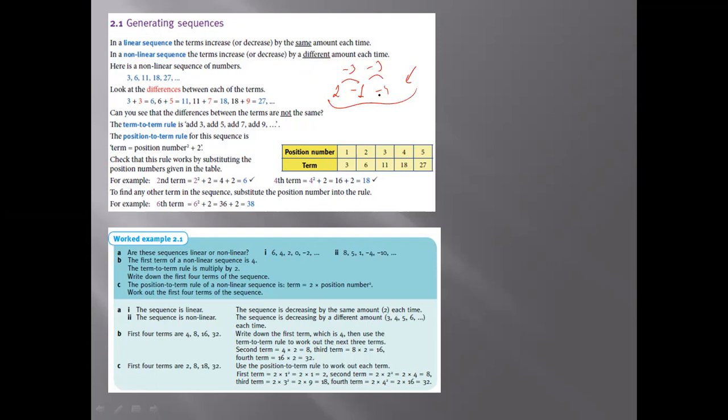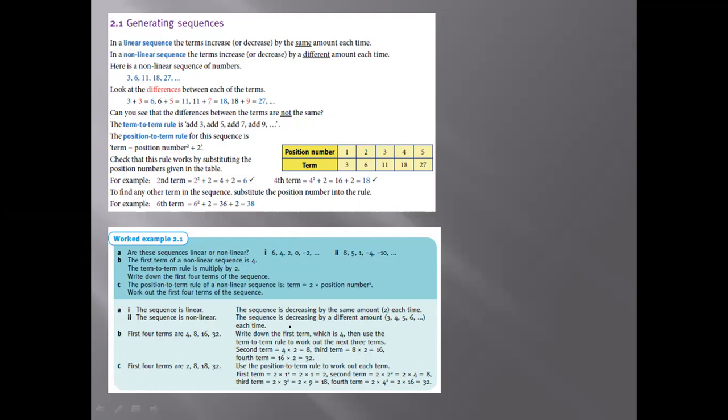Linear sequences. Linear or non-linear. Okay, the first one is 6 and 4. Between 6 and 4, we have minus 2. And between 4 and 2, we also have minus 2. And between 0 and minus 2, the difference is also minus 2. That's why it's decreasing by the same amount. That's why it's a linear sequence. So the sequence is decreasing by the same amount, minus 2, each time.